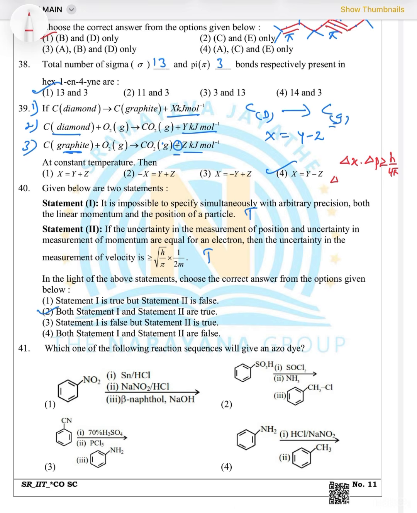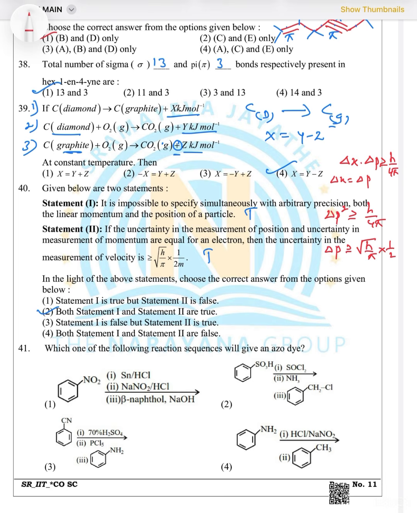Both are equally said, that is delta x is equal to delta p, then that becomes delta p square greater than or equal to h by 4 pi, we can write. Then delta p is greater than or equal to, we can write it as under root of h by pi into 1 by 2.